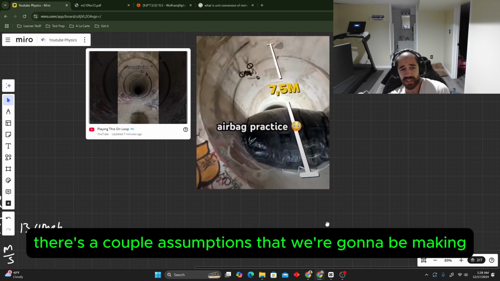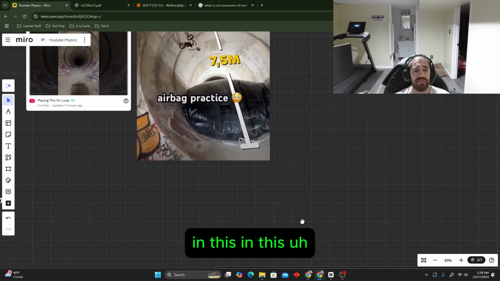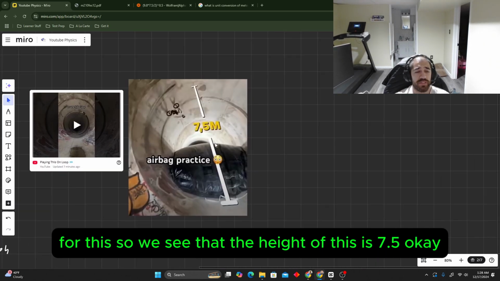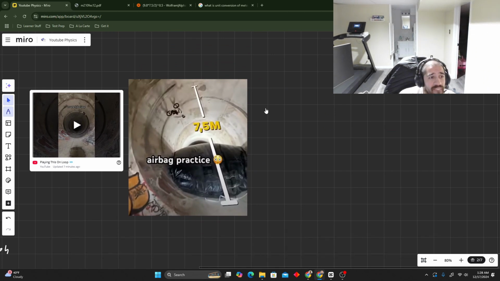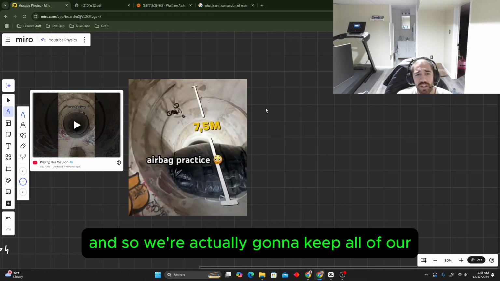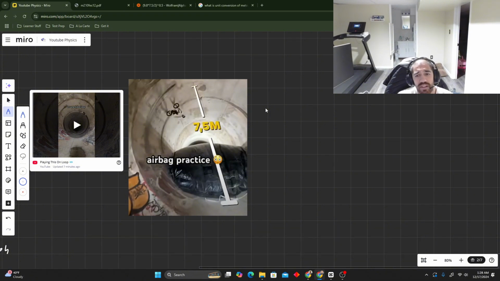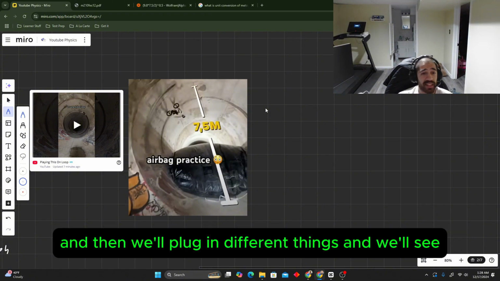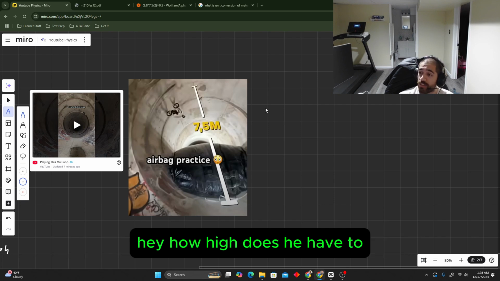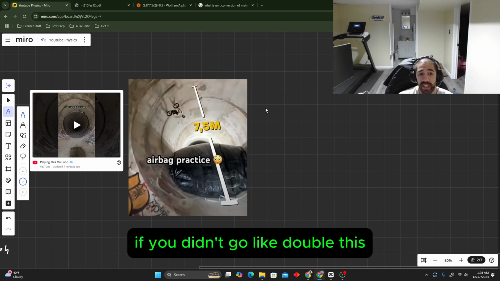Okay, and so there's a couple assumptions that we're going to be making for this. So we see that the height of this is 7.5. Okay, and so we're actually going to keep all of our units general, and then we'll plug in different things, and we'll see, hey, how fast does he have to go if he's going to go like double this?